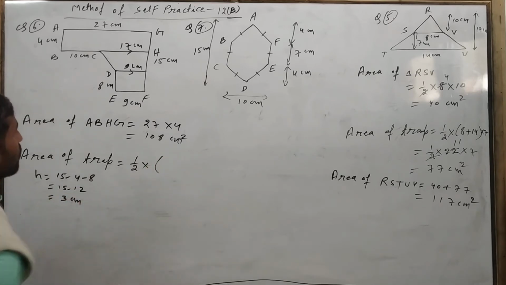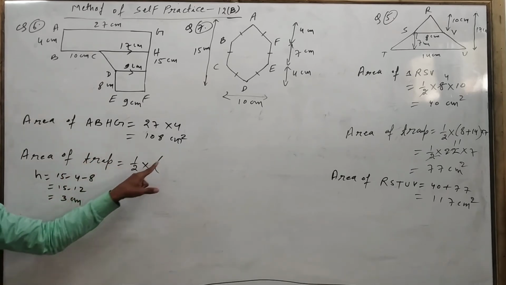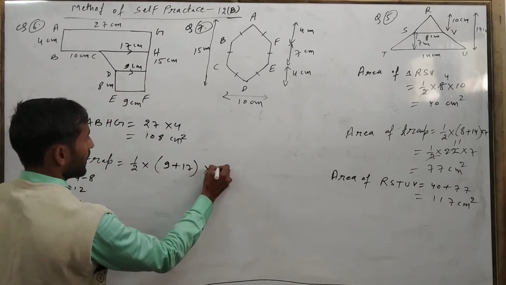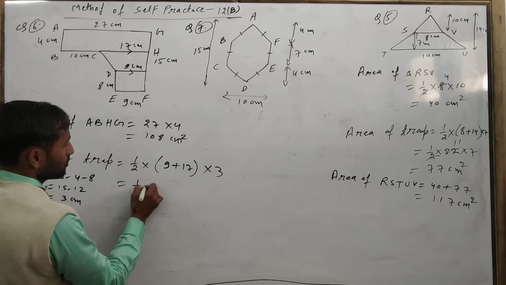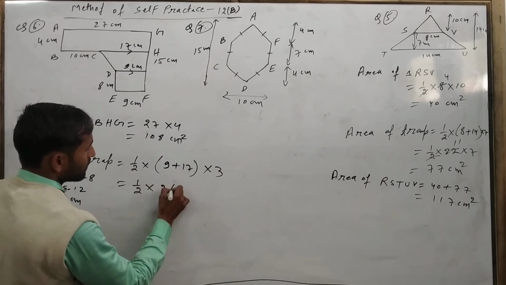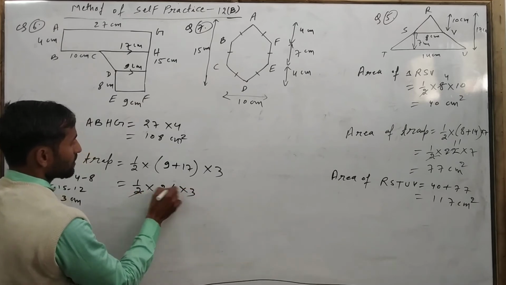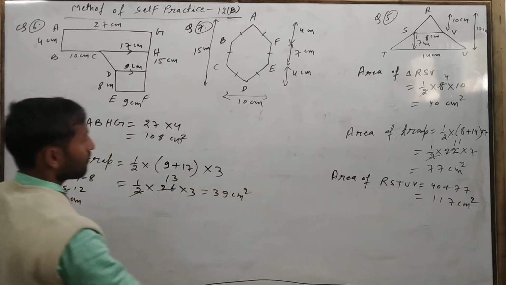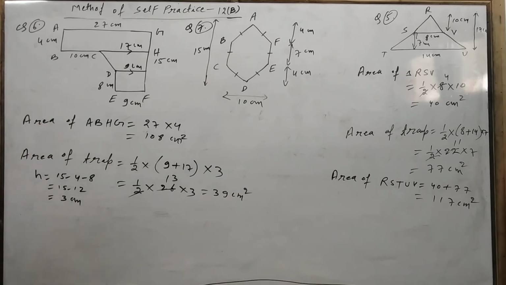Now we will use the formula. Area of trapezium is half into sum of parallel sides, 9 plus 17, into height 3. So half into 9 plus 17, how much will come? 26 into 3. Now we will cancel out 13. 13 into 3, 39 centimeter square. So the area of trapezium is 39 centimeter square.